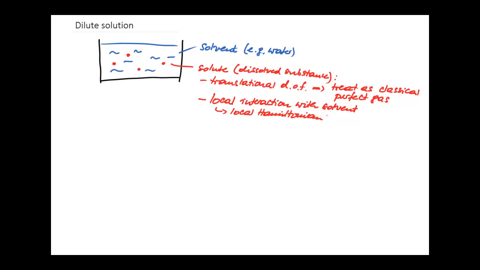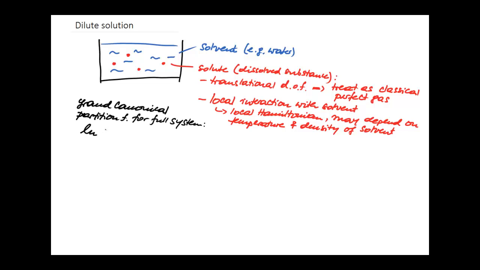For this reason, the local Hamiltonian may depend on temperature and density of the solvent. Now let's write down the grand canonical partition function for the full solution, for the solvent and solute together, for the entire system, or its log. It will depend on the inverse temperature of this dilute solution. It will depend on the Lagrange parameter alpha associated with the solute.